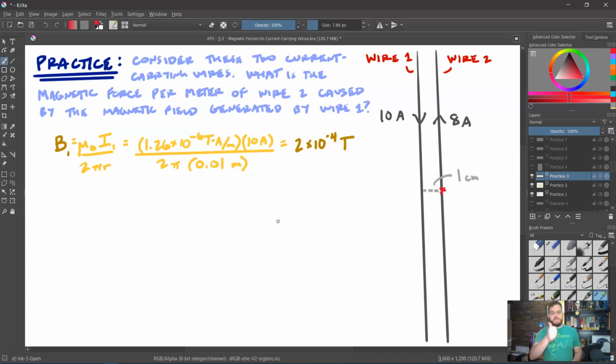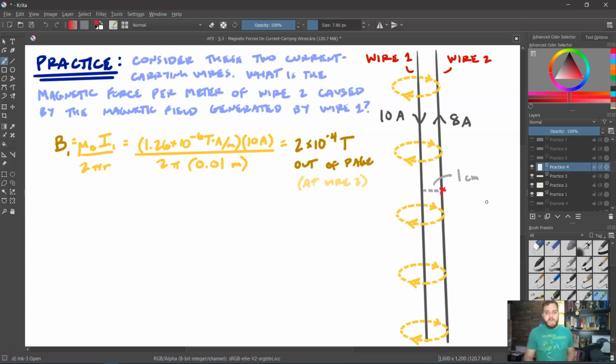We're going to take our thumb, and we're going to have it go downward for the 10 amp one, and we're going to see that when it comes to wire 2, it appears to be, from your perspective, out of the page. So we have it coming at wire 2 out of the page. Okay, that's step 1. Step 2, we need to figure out what is the magnetic force on wire 2. So let's use this other equation. Fm is equal to ILB sine theta. Notice I just wrote this as 1 on 2, in other words, the magnetic force of wire 1 on wire 2.